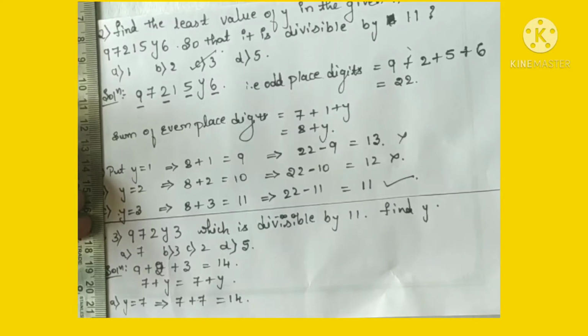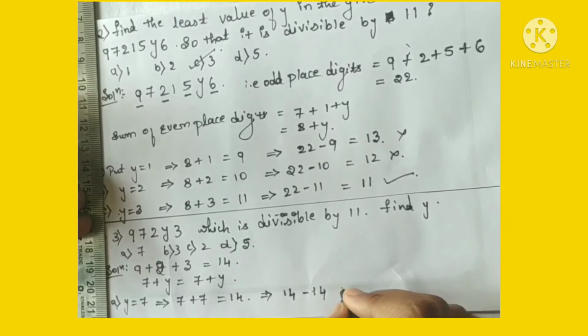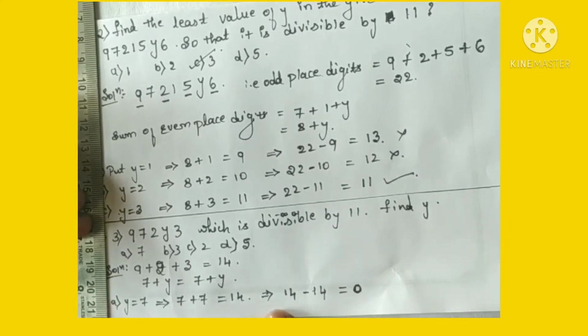Okay. Now I just apply the divisibility rule. That is, the result must be 0 or a multiple of 11. Sum of the odd place digits minus sum of the even place digits. Here the sum of the odd place digits is 14 and the sum of the even place digits is 14. So 14 minus 14 is equal to 0. I already said it must be 0 or a multiple of 11, and here we get 0. So here the correct option is 7.